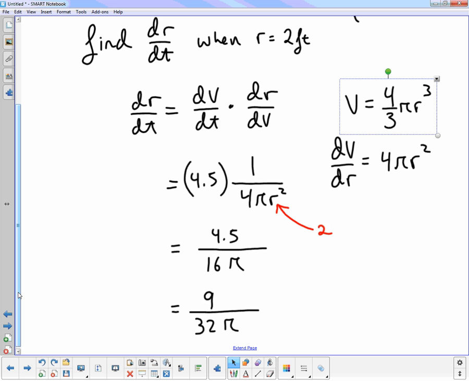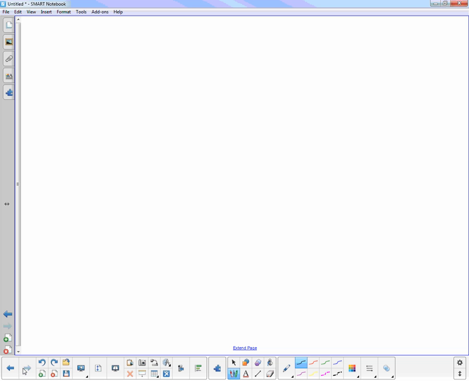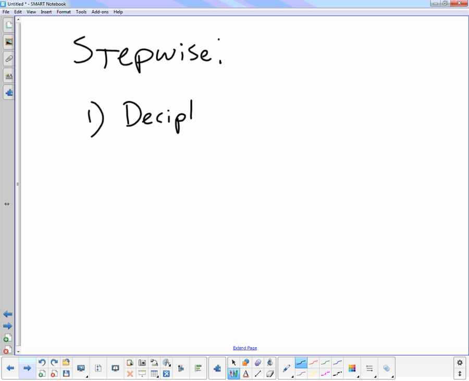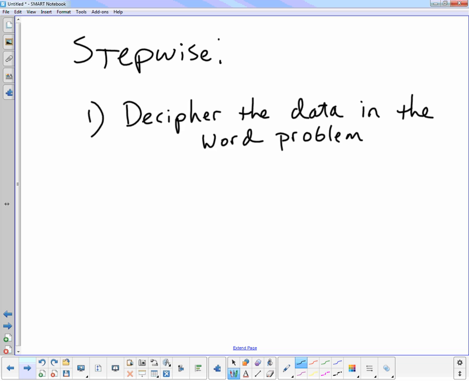That's the geometry. Okay. So if I was going to do this, stepwise the process is: 1, I decipher the word problem by saying, all right, what am I looking at? I'm looking at dr, dt, dx, dy, whatever the problem says, and I list all of my data. I decode it, and I put it on the page.